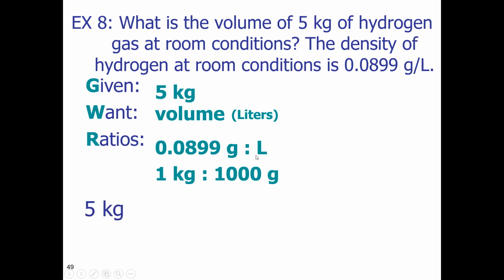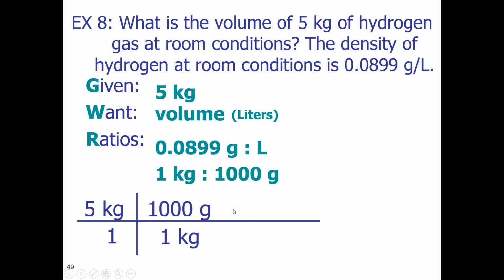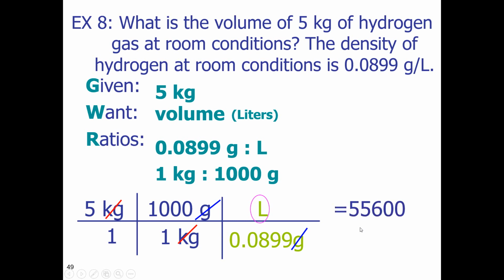So here we go. We have 5 kilograms over 1. I have kilograms in the bottom, 1,000 grams in the top. I have grams in the bottom, liters at the top. I used up this ratio just now. And now I have everything I need. I cancel out my units diagonally. It leaves me with liters. And in my calculator, I can type 5 times 1,000 divided by 0.0899. And my answer in my calculator might look something like this, with a unit of liters, of course.